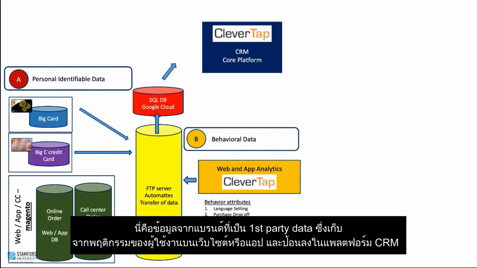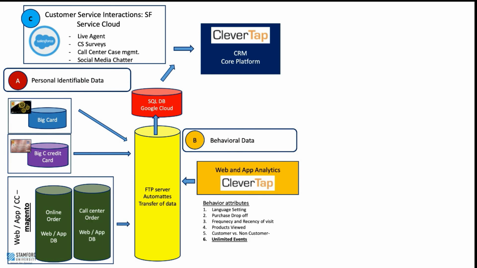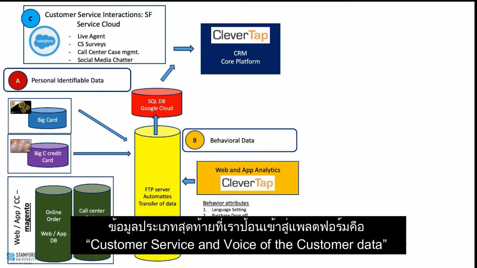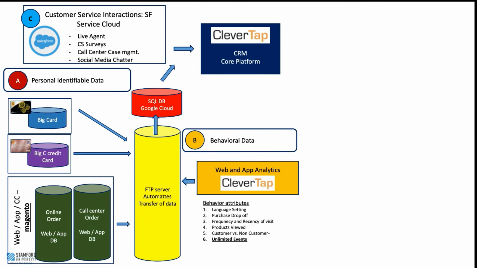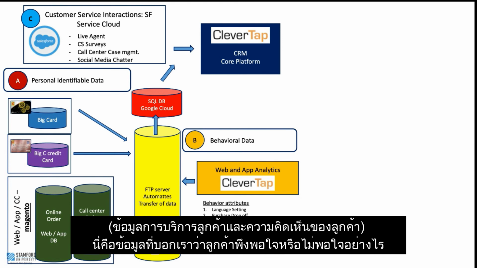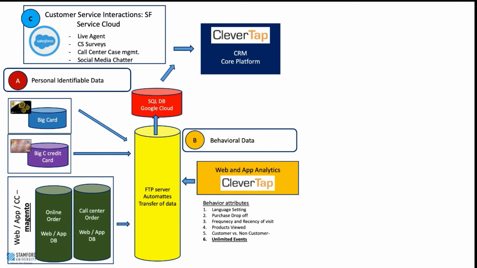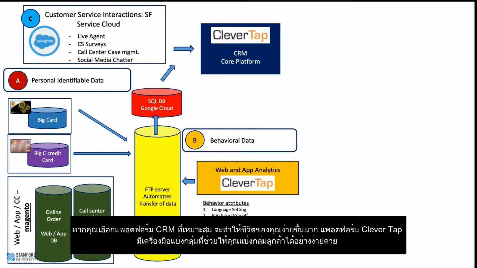The last type of data we can push into the CRM platform is the customer service, or voice of the customer, data. This is data that tells us how satisfied or dissatisfied the customer may be. It's most commonly collected via surveys, or it could also be comments in social media or phone calls to a call center, the old traditional way. You can use a platform like Salesforce, Zendesk, and many others that are out there, and log the call and push it into the CRM system.